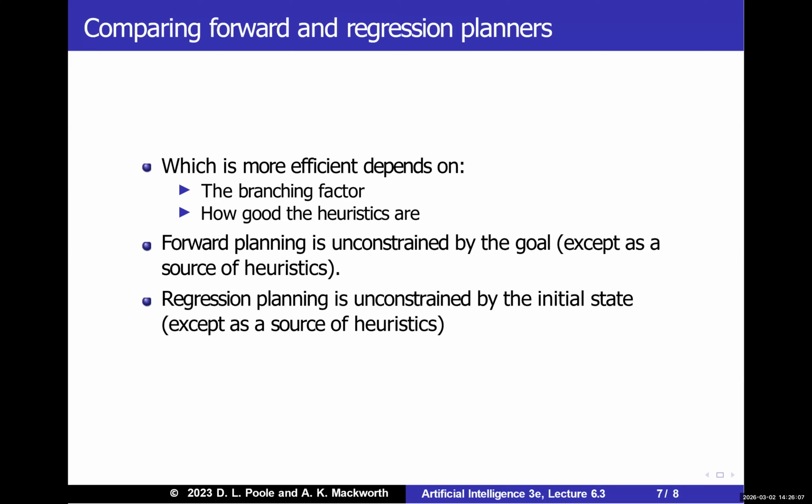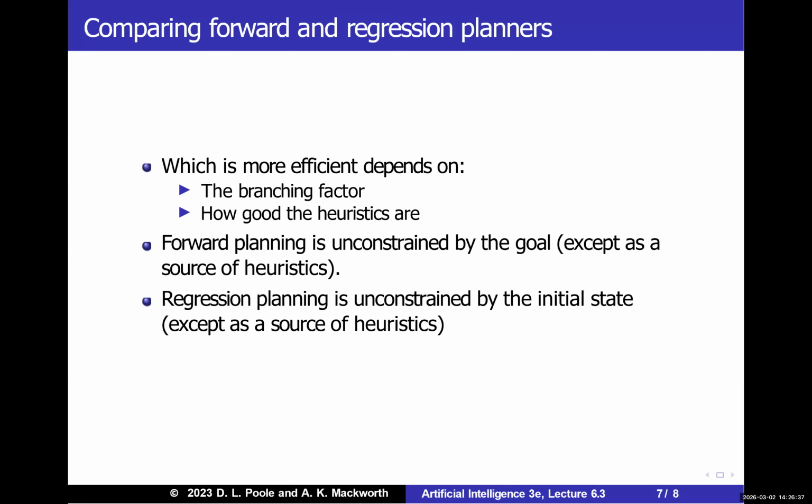Now let's compare the two approaches directly. Forward planning is driven by the initial state. It explores what is reachable. It is unconstrained by the goal except through heuristics that guide the search. Regression planning is driven by the goal. It explores what must be true. It is unconstrained by the initial state except when we check whether a sub-goal is satisfied.